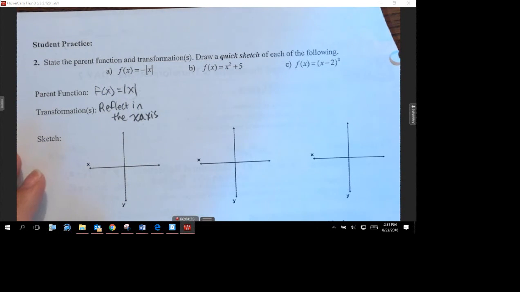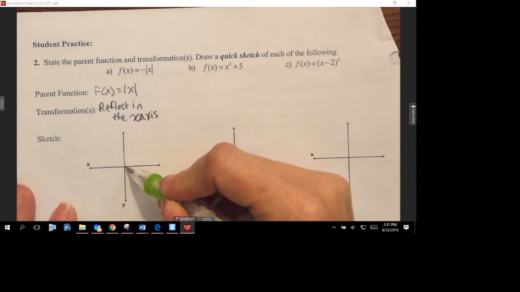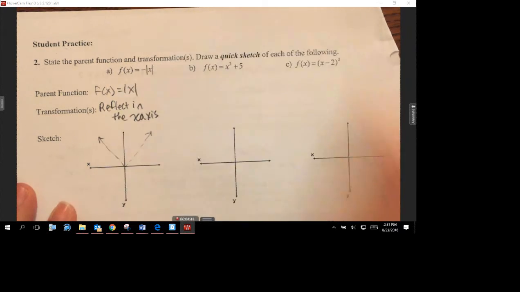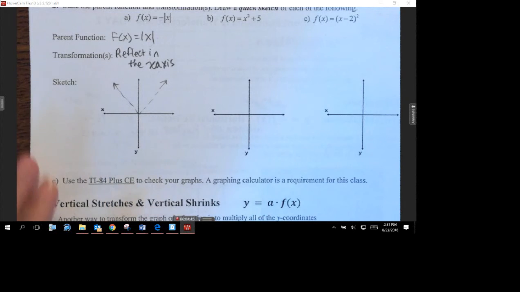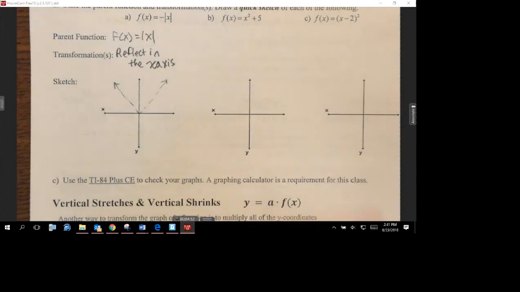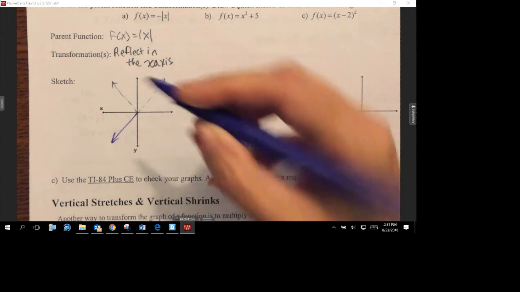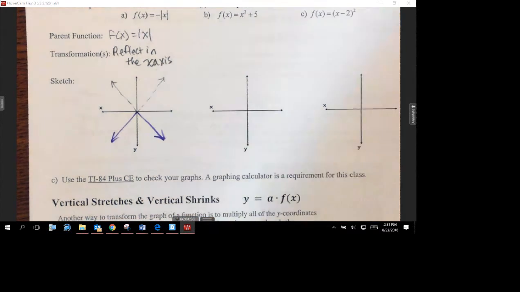Now we're going to do a quick sketch. So what does absolute value look like when you graph it? Okay, so we'll just graph a little V here. It's a quick sketch, so it doesn't have to be perfect. It has to look like a V, and it can go to 0, 0 in the middle. And then we're going to reflect it in the x-axis. That means up and down reflection. So with a dashed line, reflect it. There you go. Quick sketch.